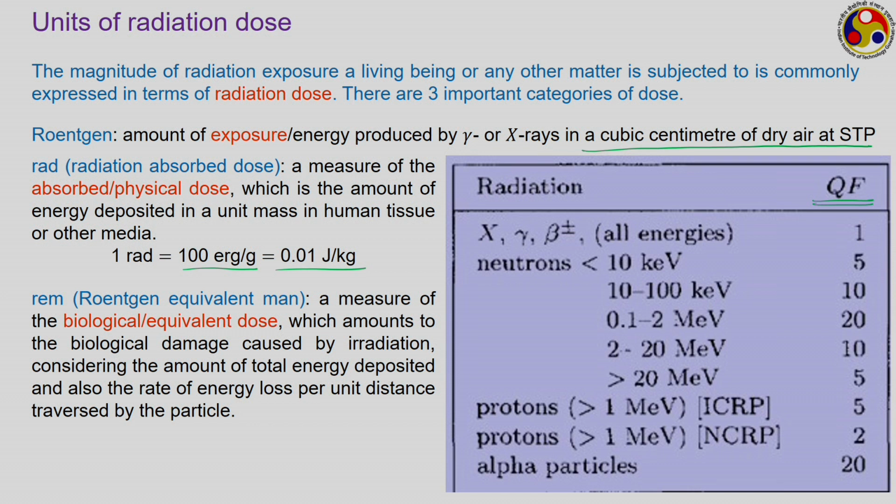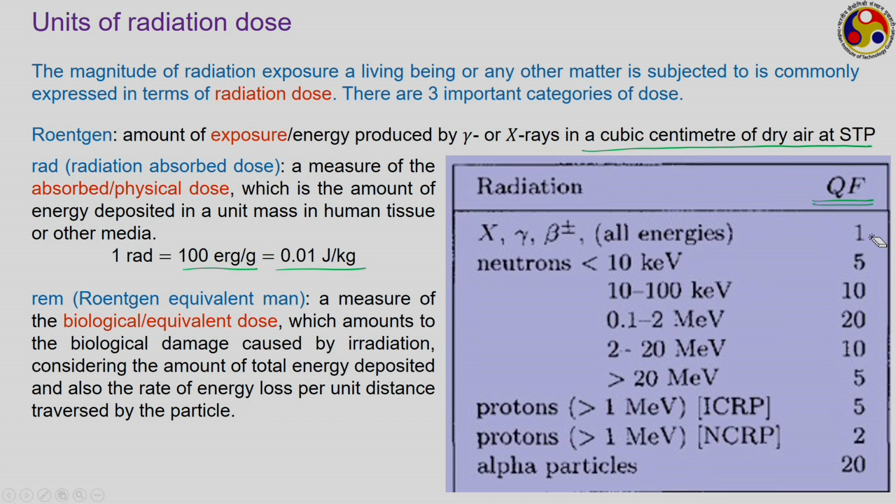They are generally very light, very low mass, or like X-rays and gamma rays are electromagnetic radiations or electromagnetic waves, and therefore, they do not have any mass. Beta particles we are talking about as electrons, which have negligible mass. That is why they have very low quality factor, given the magnitude of 1.